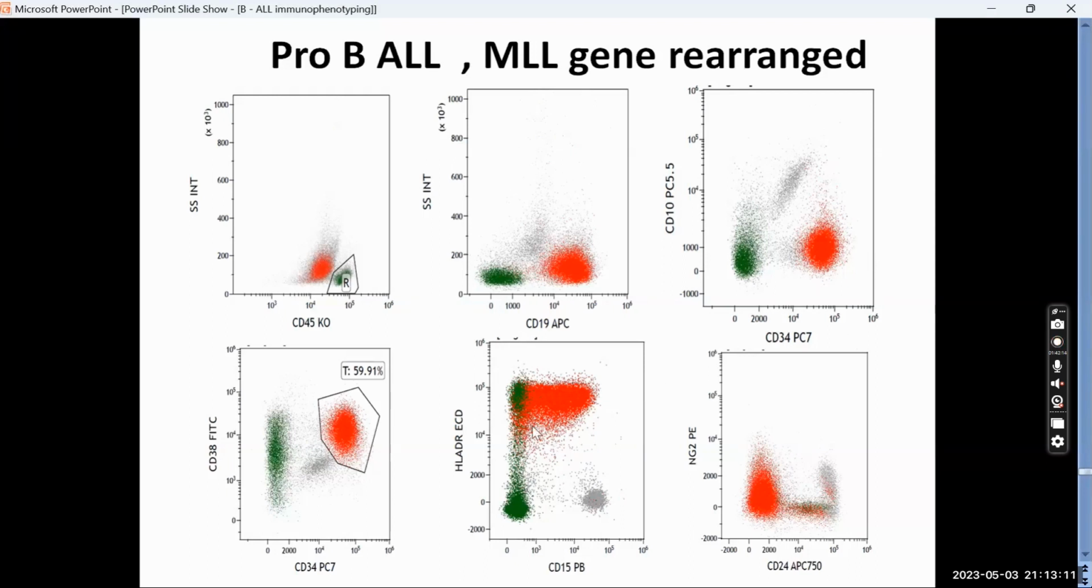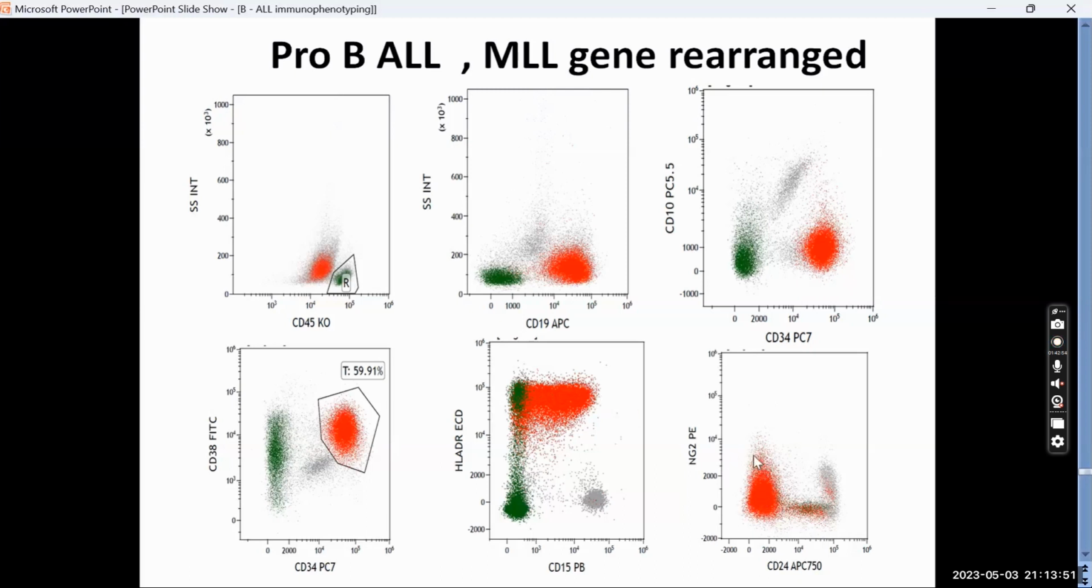When CD10 negative B-ALL is expressing CD15, see, CD15 is a myeloid marker. It's a myeloid-associated marker and not a myeloid-specific marker like MPO. Now I would sign this report as B-ALL with aberrant CD15, likely to be MLL rearranged B-ALL. When you are a flow cytometry analyst reporting a pro B-ALL, you need to report like this: a CD10 negative B-ALL with aberrant CD15, likely to be MLL gene rearranged or KMT2A gene rearranged.